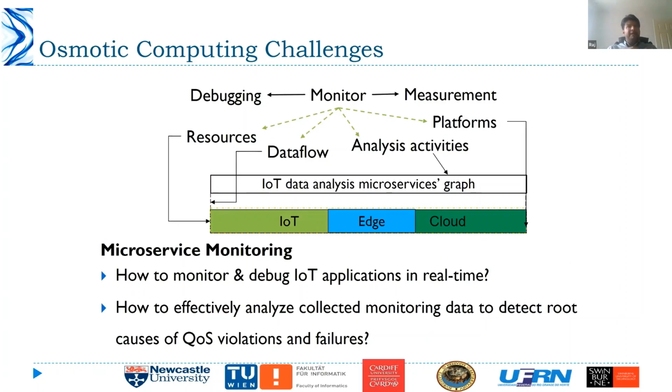And debugging systems in an osmotic computing infrastructure is not easy, because you have a large failure surface, from the IoT layer, edge layer, and the cloud layer, at the software layer, hardware layer, and networking layer. Things can go wrong at any of those layers. So the question for us is, how do you monitor and debug an IoT application in real time? This is an unsolved problem, and people have started looking into that.